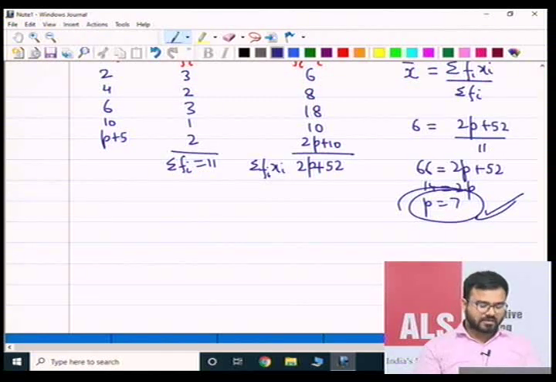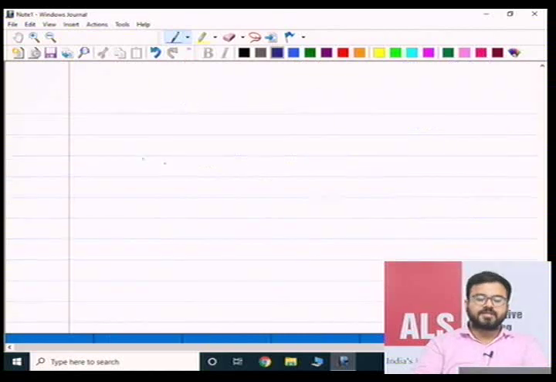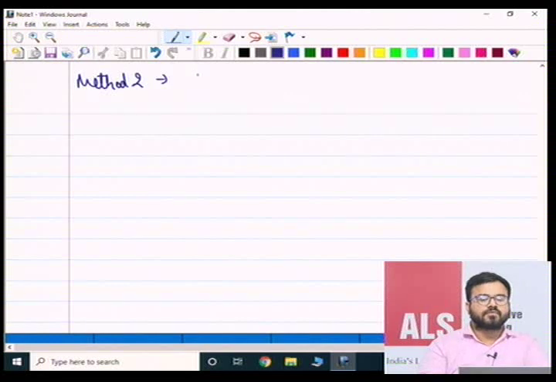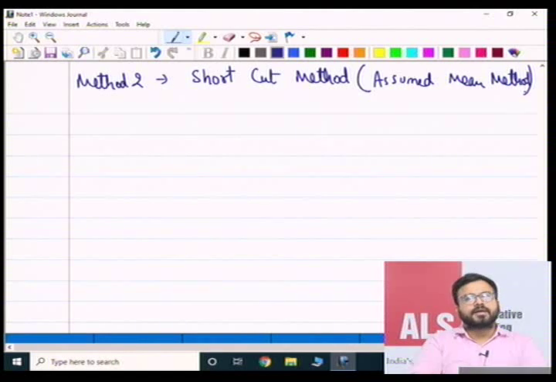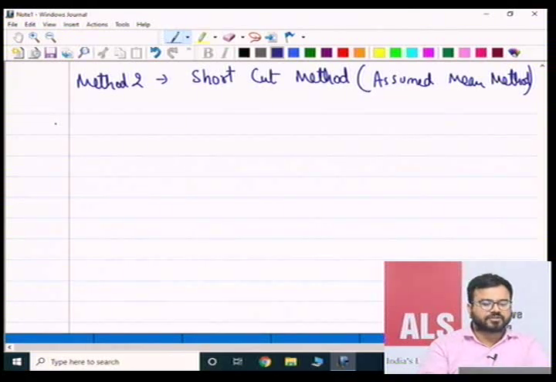Okay. Getting it? Now let us learn the new method of finding the mean, method number 2, which is known as the shortcut method, or this is also known as the assumed mean method. It is only used to simplify our calculation, and we will get the mean from this one. So let us start with the question itself. It will be clear from the question.